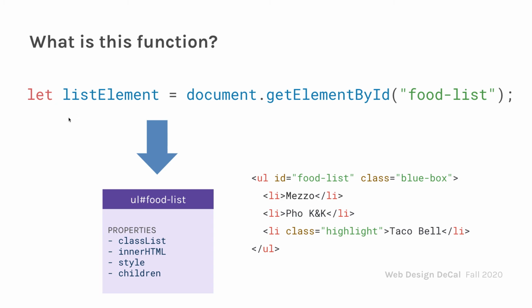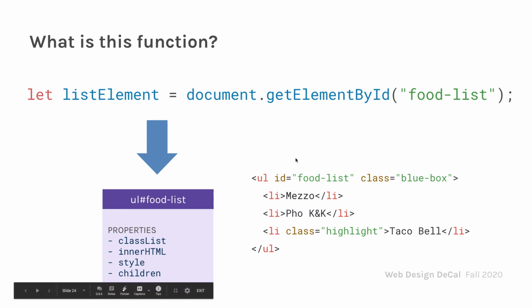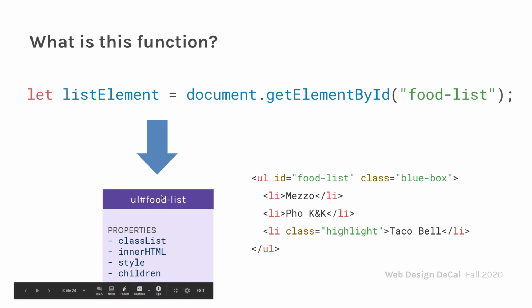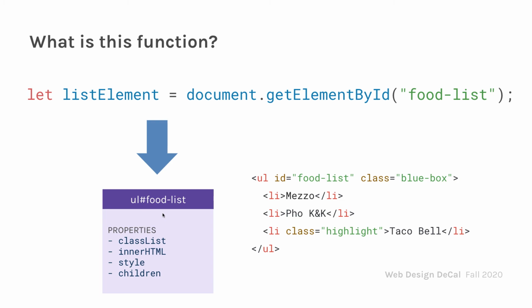Here we say let list element, so we just create a variable called list element, pretty self-explanatory. But now we use the document.getElementById function, and we pass in a string, in quotes of course, because that's a string, of food-list. So we have this HTML here, and what this function is going to return to us is the object food list. In this case, it's the unordered list tag. And as you can see here, this is what is represented in our visual. That's what list element is now. It's an object of food list.